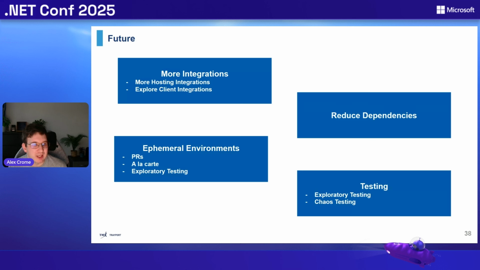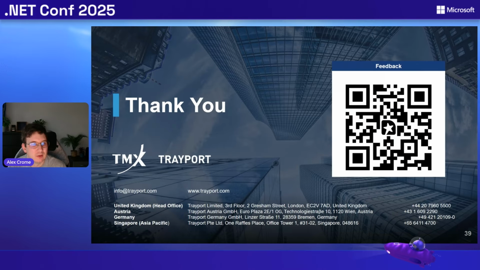Are there other things we can do with testing? Chaos testing would be very interesting if we've got all this model. What happens if we take our database down? Does our app fall back to a reduced capabilities mode as we'd expect?